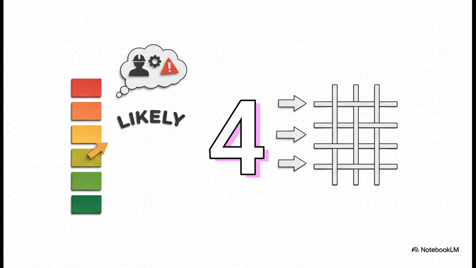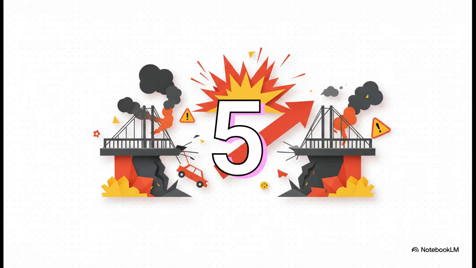Well, first we look at likelihood. Let's just imagine a scenario where a particular incident is considered likely to happen. On our 1 to 5 scale, we'd go ahead and give that a score of 4. Okay, next up, we assess the severity for that exact same incident. If this thing were to actually happen, what would the outcome be? Let's say it could be catastrophic. On our 1 to 5 scale, that gets the highest score possible, a 5.